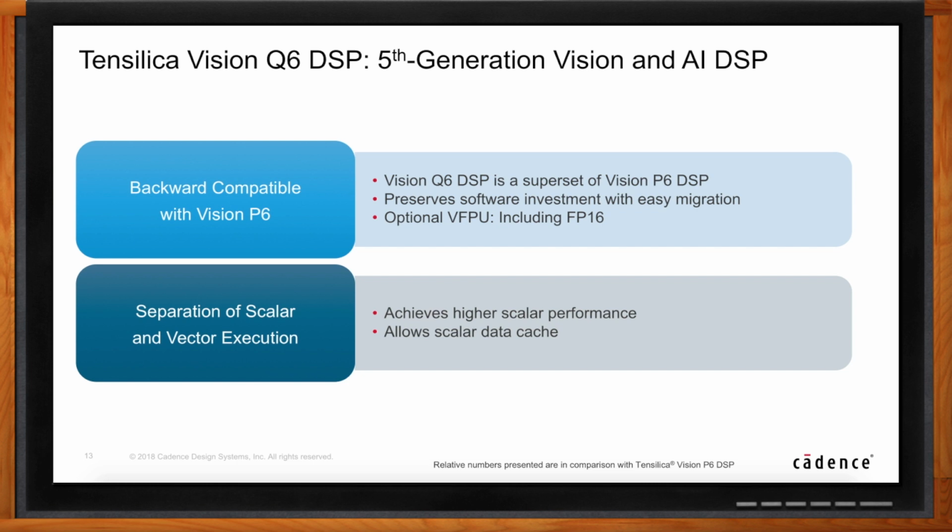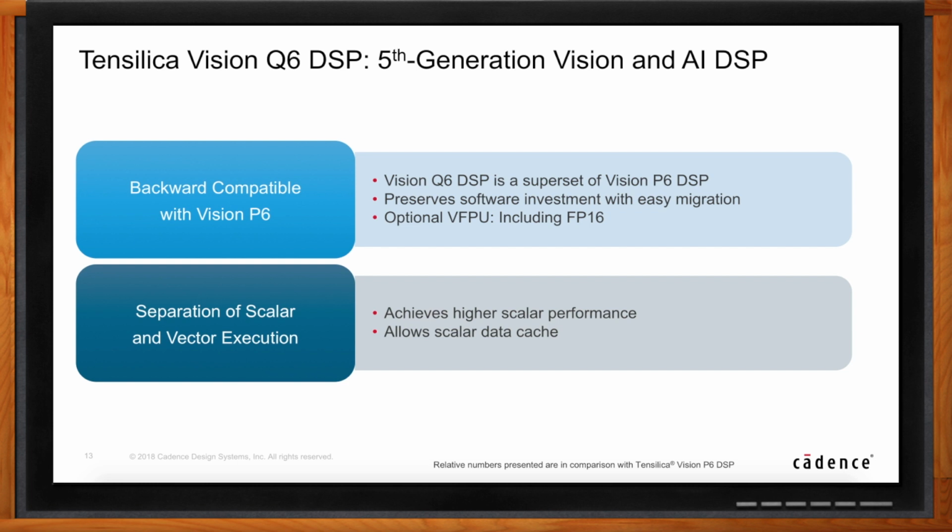So Vision Q6 is a superset of Vision P6 DSP in terms of instruction set. So Vision Q6 is source software compatible to Vision P6. So you can take the Vision P6 code, recompile it on Vision Q6, and it will run. So a customer can preserve the software investment on it.